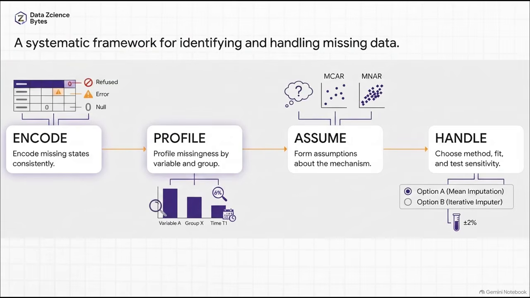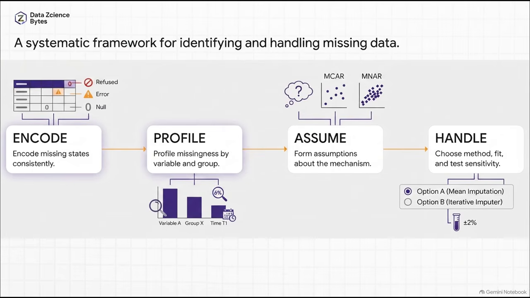Okay, let's dive into the four-step mechanism to actually handle this. Step 1. Encode. This means identifying and consistently labeling distinct missing states. So make sure you don't mix up a refusal to answer with a system error. Step 2. Profile. Don't just look at totals. You need to profile the missingness by variable, by group, and over time to spot any hidden patterns. Step 3. Assume. Explicitly write down your assumptions about why the data is missing and what consequences that has.